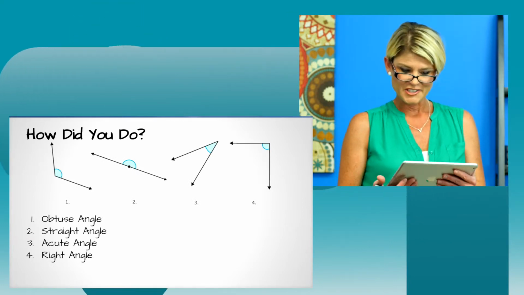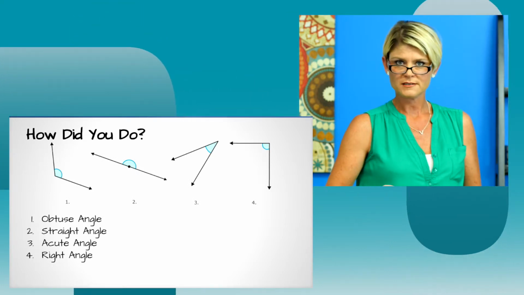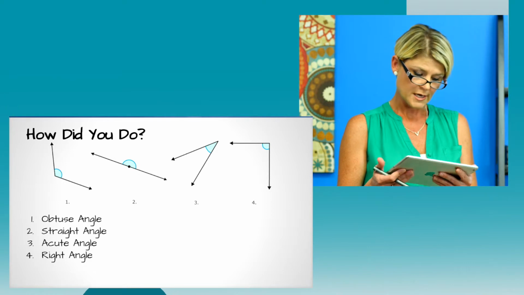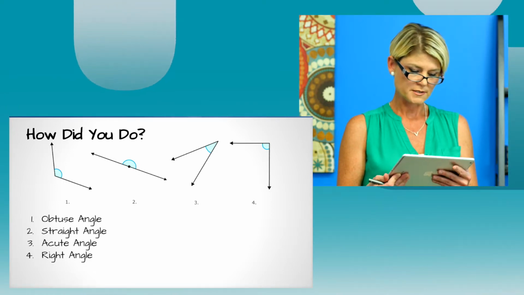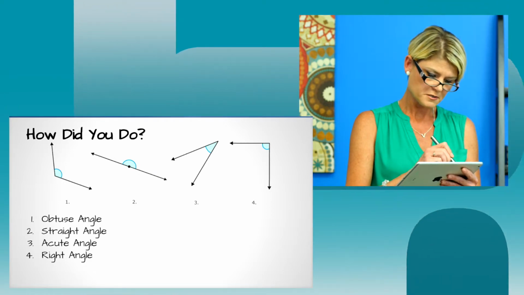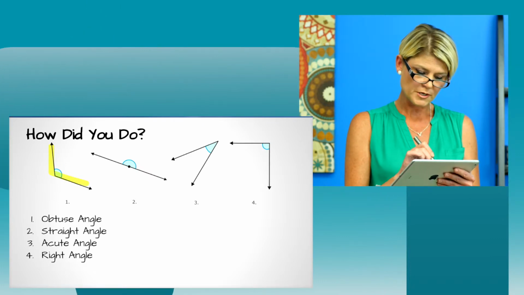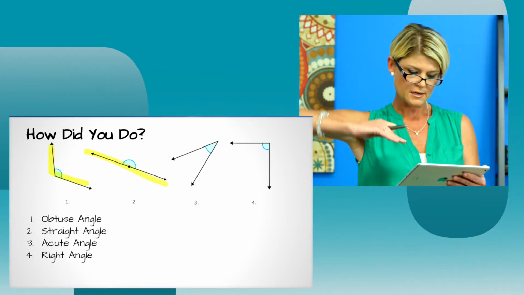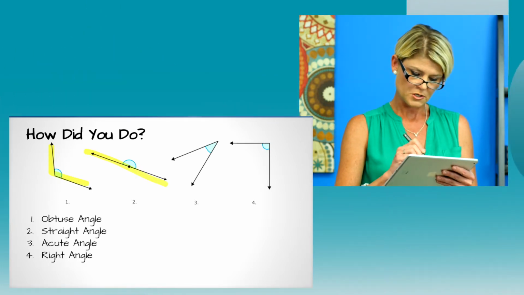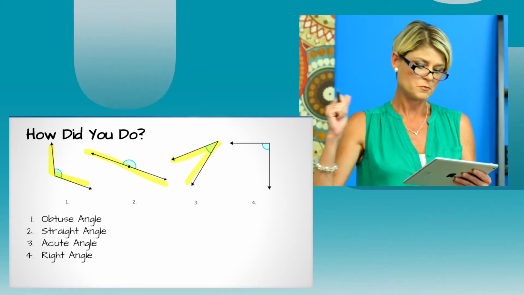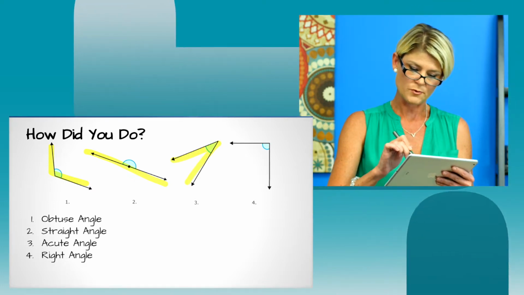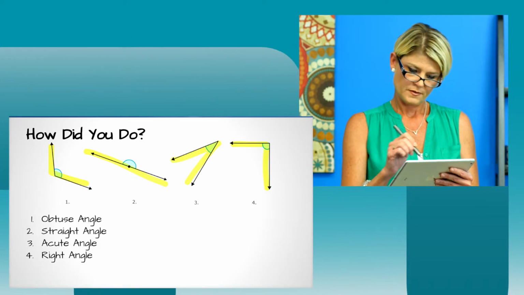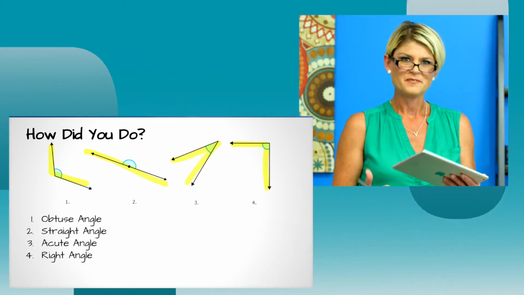All right, everyone, how did you do? Did you classify them correctly? Let's take a look at our answers. Number 1 was obtuse, because you can see it's bigger than 90 degrees. Number 2 was straight. It's a straight line, straight angle, 180 degrees. Number 3 was acute, smaller than 90 degrees. And number 4 was a right angle. Did you get that?